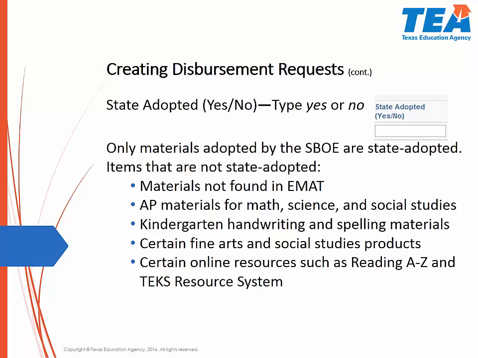Some examples of things that are not considered state adopted would be materials not found in EMAT, AP materials for math, science, and social studies, kindergarten handwriting and spelling materials, certain fine arts and social studies products, and certain online resources such as Reading A to Z and the TEACS resource system. iStation is offered by the state, but it is not considered state adopted. This product was not reviewed by a state review panel, therefore it would be no in the state adopted field.